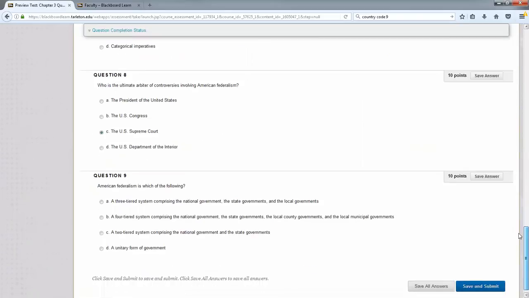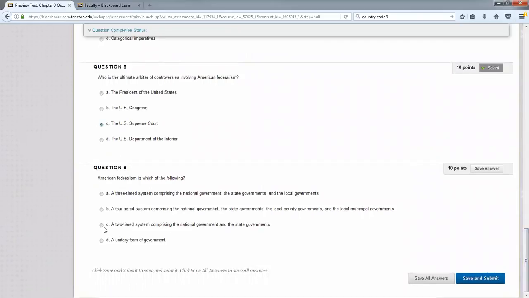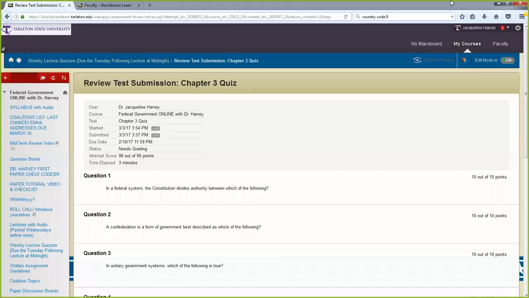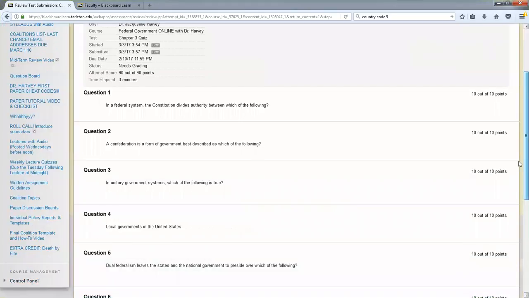And finally, American federalism is defined as what? A two-tiered system comprising the national government and the state government. So let's save and submit. Excellent, 90 out of 90.